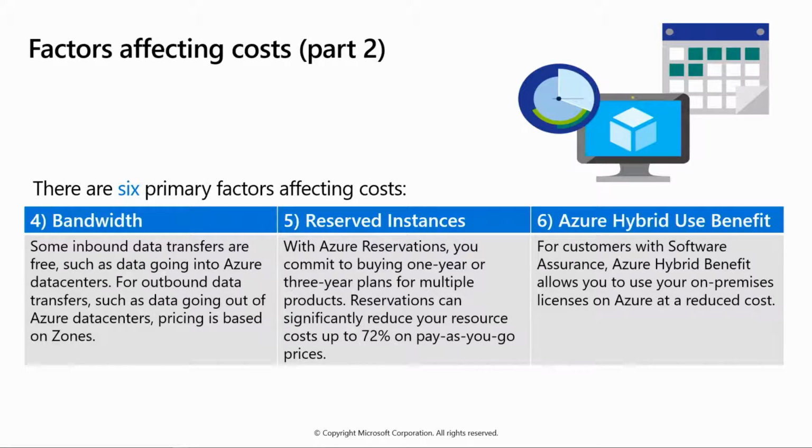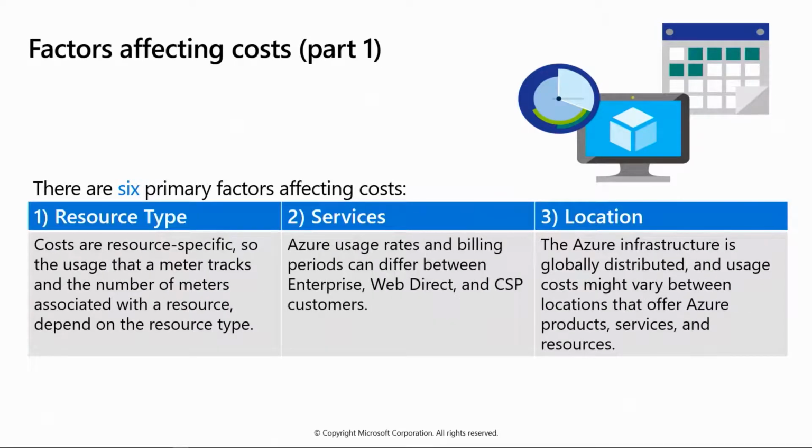So let's very quickly review the 6 factors that impact cost. The resource type. Remember, whatever resource you select, whether it's a virtual machine or a SQL database or a storage account, they cost differently. Services. Services impact not only how you're billed, whether you're billed directly from Azure on an annual or monthly basis, or by a third party, but they also impact your rates depending on your customer type. Your location impacts cost because not all regions cost the same to operate. So when you can, select a lower cost region.